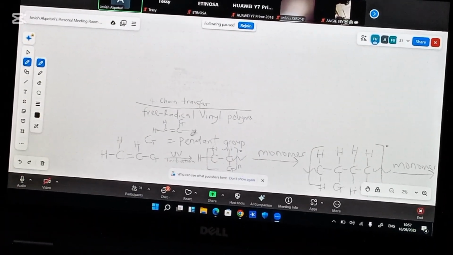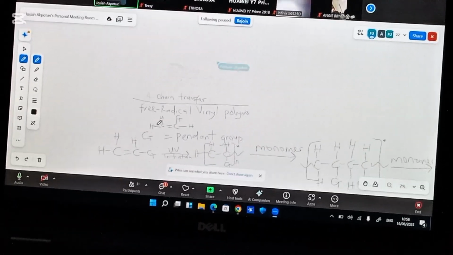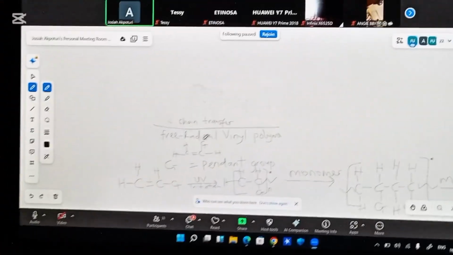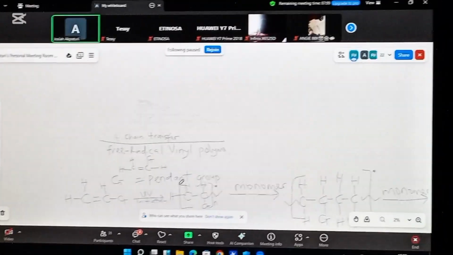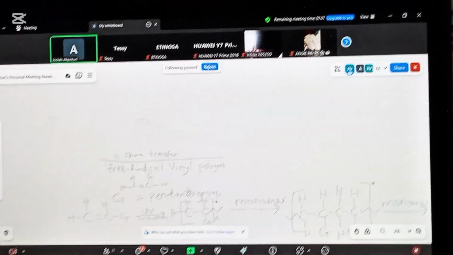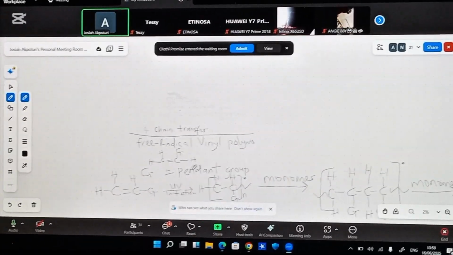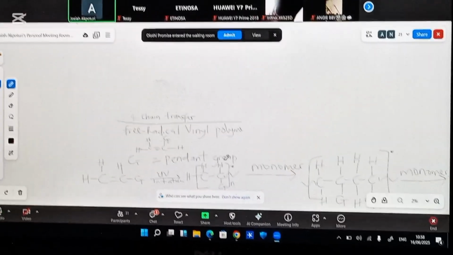So we now say that the molecule can be in form of a substituted ethene molecule. If you look at the board, this is a substituted ethene molecule. We say carbon connected to hydrogen, double bond, carbon to G. G there is the substituent. So we call it vinyl polymer. Now this G is called the pendant group. It depends on anything. It can be chlorine, bromine, or iodine. So it's called the pendant group.